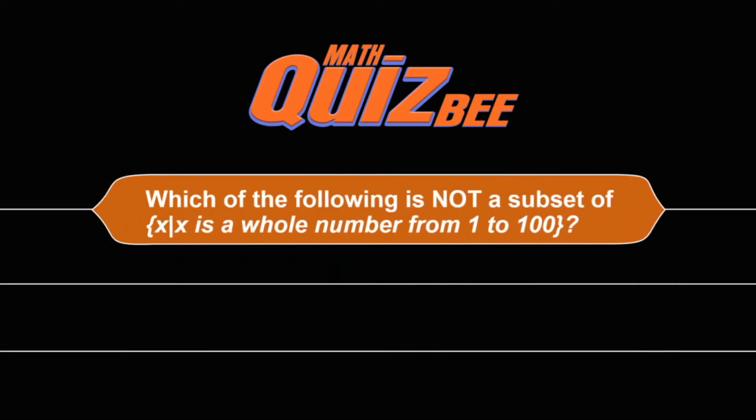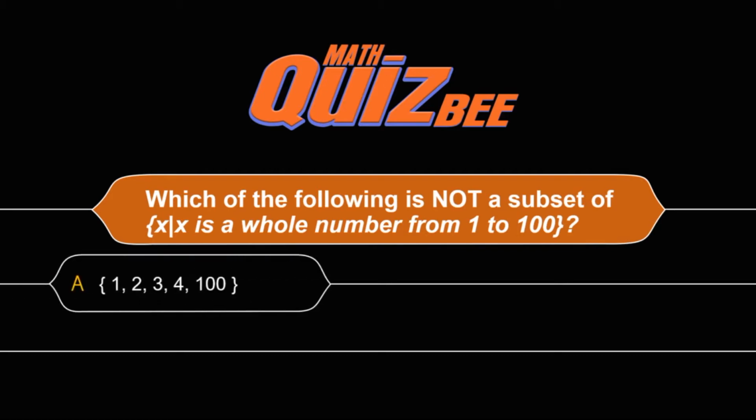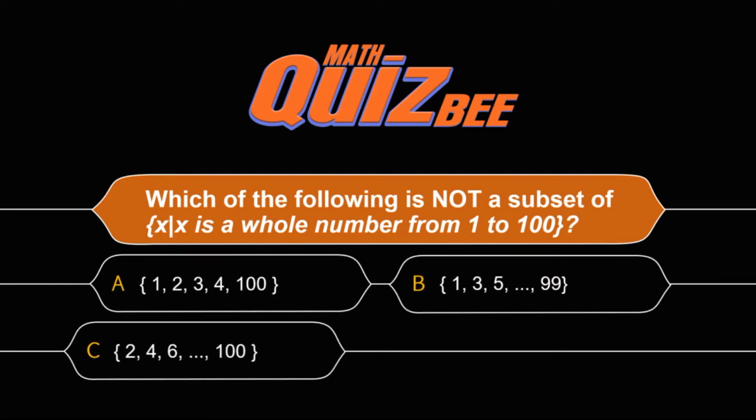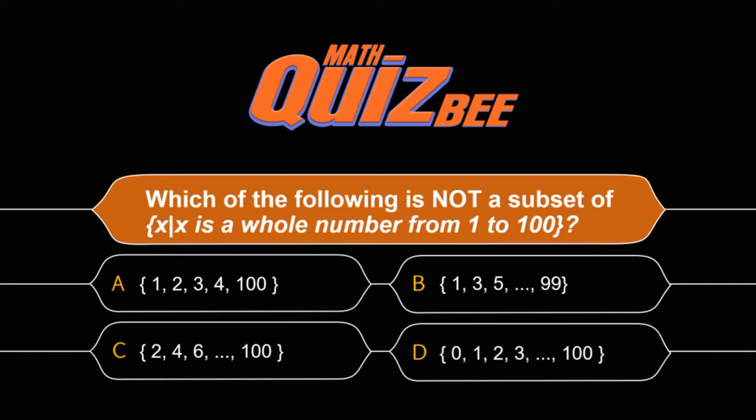Next question. Which of the following is not a subset of the set that contains all x's such that x is a whole number from 1 to 100? Is it A, 1, 2, 3, 4, 100? Is it B, the set that contains 1, 3, 5, up to 99? Is it letter C, the set that contains 2, 4, 6, up to 100? Is it D, the set that contains 0, 1, 2, 3, up to 100? The correct answer is letter D.